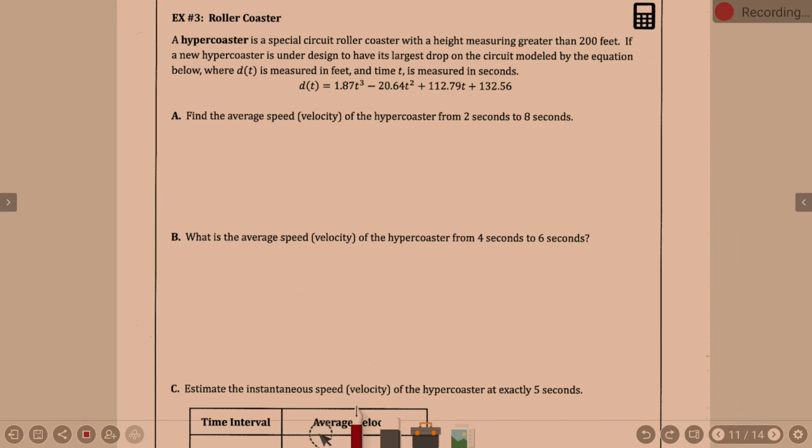A hypercoaster. That sounds painful. Is this a new book from last year? No, this is the same one as last year. A hypercoaster is a special circuit roller coaster with a height measuring greater than 200 feet. If a new hypercoaster is under design to have its largest drop on the circuit modeled by the equation below, where d of t is measured in feet and time t is measured in seconds.